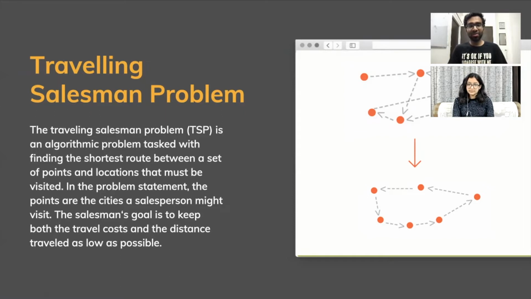Okay, so there are different approaches to tackle this problem, and we have tried to discuss three. That is the brute force approach, then the greedy approach, and then the dynamic programming approach. So the first one will be discussed by Gauri.